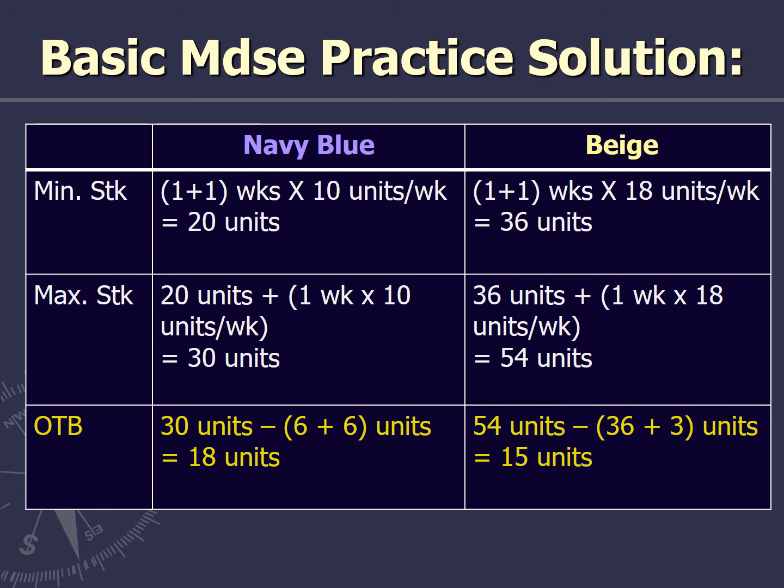Whereas for beige, we had a lot on order. We already had 36 units on hand. So although our maximum stock level is higher for beige than for navy blue, because we already have a lot on hand for beige, our open to buy is actually lower than navy blue's. Open to buy for beige is lower than the open to buy for navy blue. So 54 minus 36 plus 3 units. The on order was 3 units. That gives us 15 units as the open to buy.